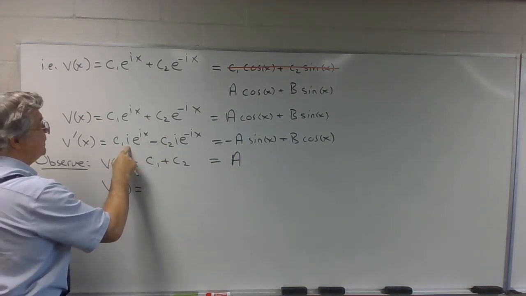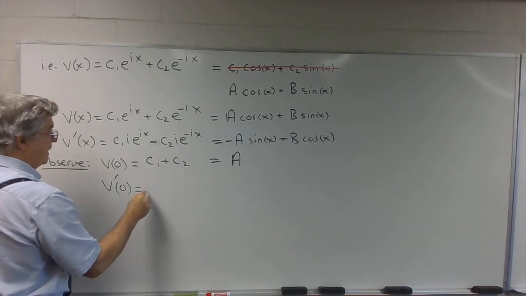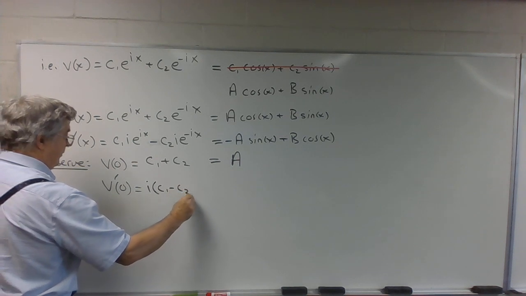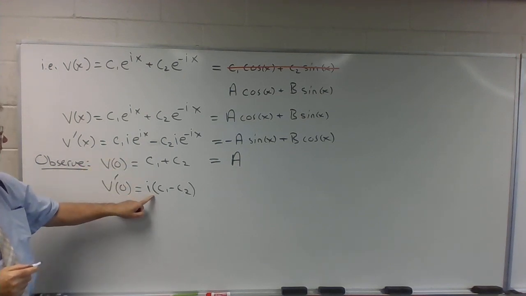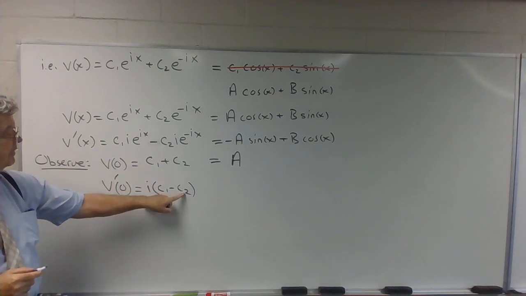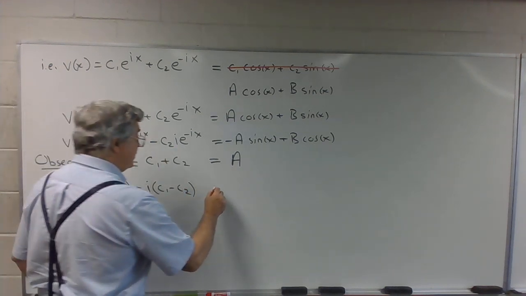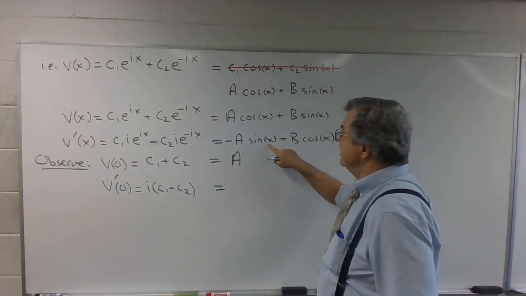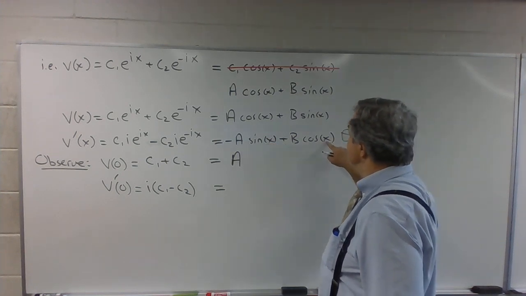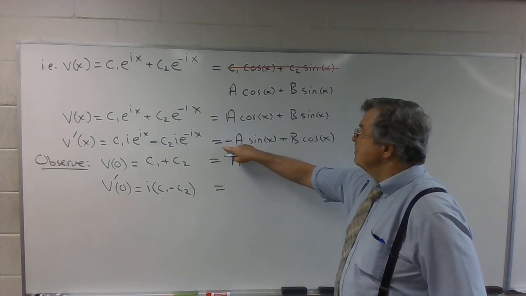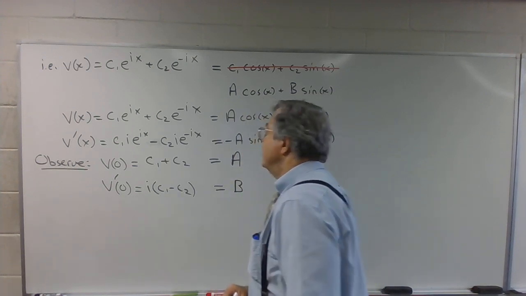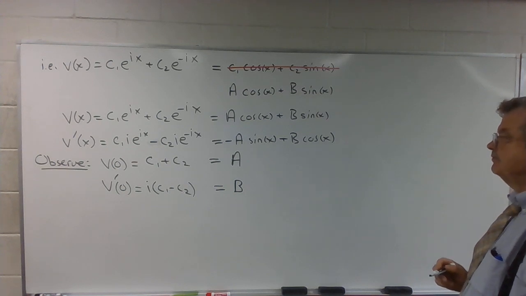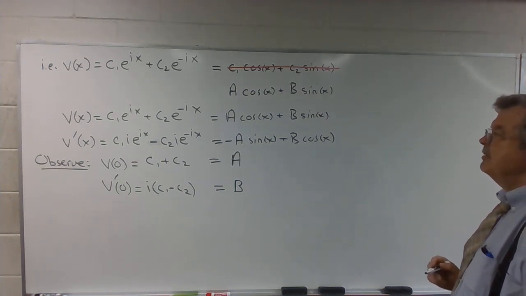So I get c1i minus c2i, and I'll factor the i out. So this is c1i minus c2i. Yep. Now I'll plug in 0 over here. Plug in 0 to sine of x, I get 0. Plug 0 into cosine of x, I get 1. So when I plug in 0 here, I get b times 1, which is just b. Son of a gun. Okay, so this is pretty much how we relate e to the ix and cosine and sine.